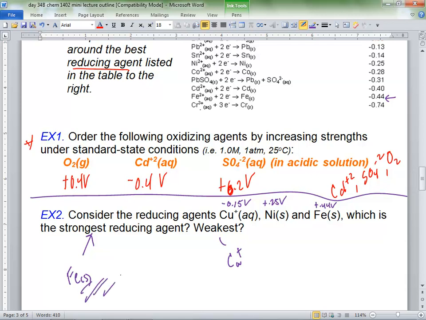Okay. I think this leads us into rust, right? I mean, dang. Iron is a really strong reducing agent. That's not good. That means iron wants to go this way, right? Oh, I guess you write it this way. We're going to keep it this way, right? You have to flip the sign. So you have to imagine yourself, iron solid going to Fe plus 2. It really wants to happen. Positive 0.44. That's a strong reducing agent.